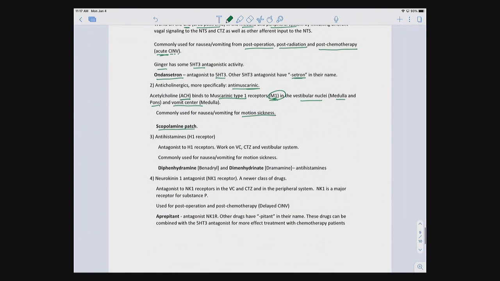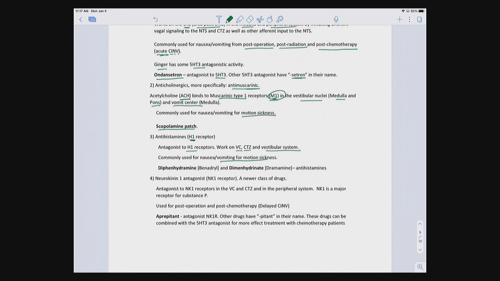A third category would be antihistamines. In particular, we're talking about the H1 receptor. So a drug that is antagonistic to the H1 receptor would work, again, wherever the H1 receptors are found. So we're talking about the vomit center, central trigger zone, and vestibular system. And like the anticholinergics or the antimuscarinics, if we're talking vestibular system, then it's a pretty good bet that it's going to be helpful or effective in dealing with motion sickness as well. And so that's, in fact, how it is used.